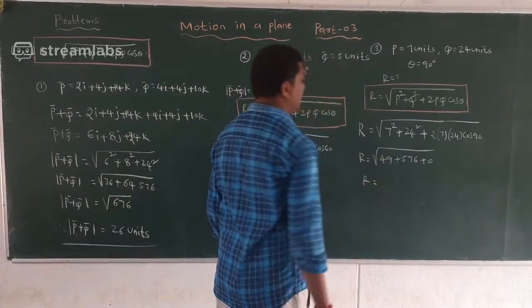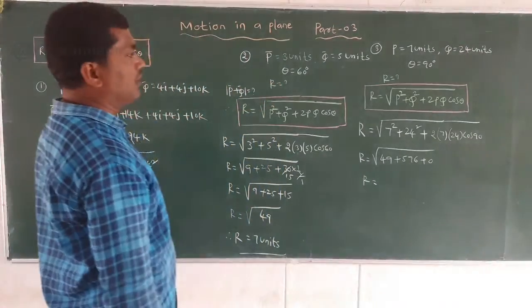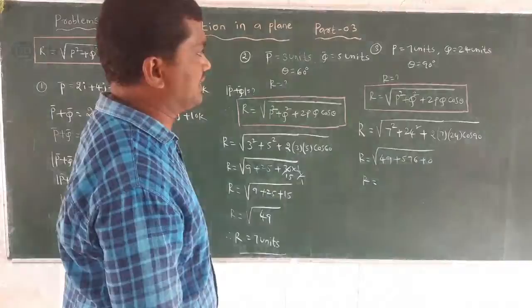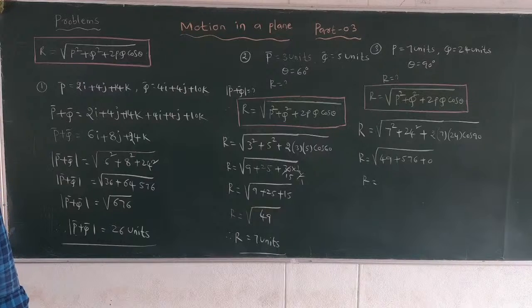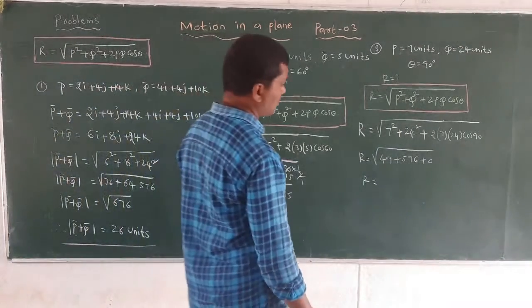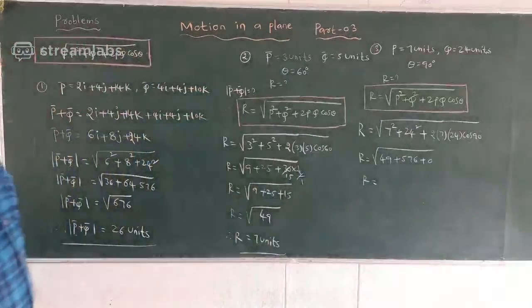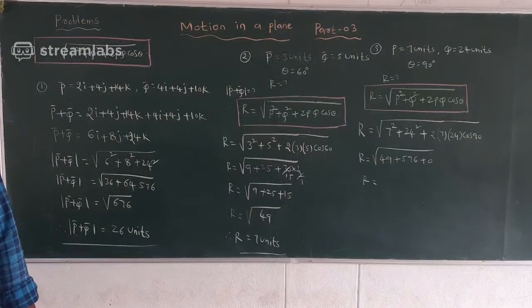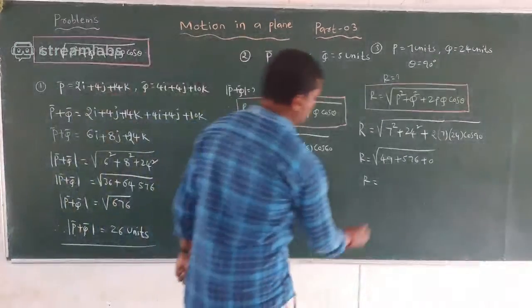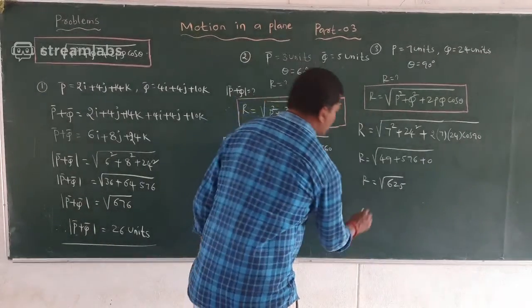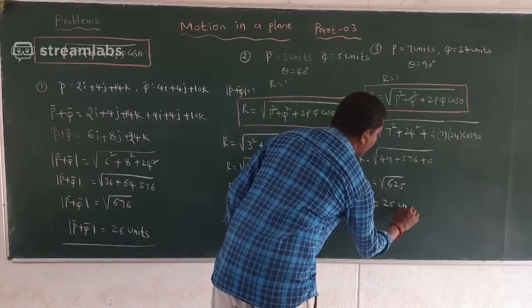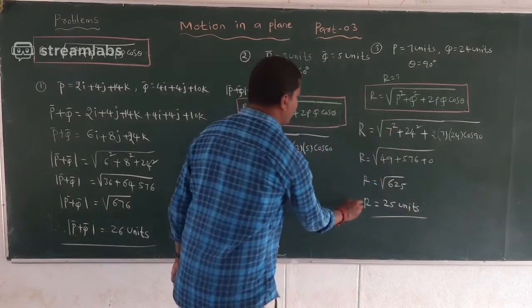Next we can add this: 49 plus 576. 49 plus 576 we will get 625. 576 plus 49 is 625. So 625 means root 625. Root of 625, so r is equal to 25 units. So this is the final answer.